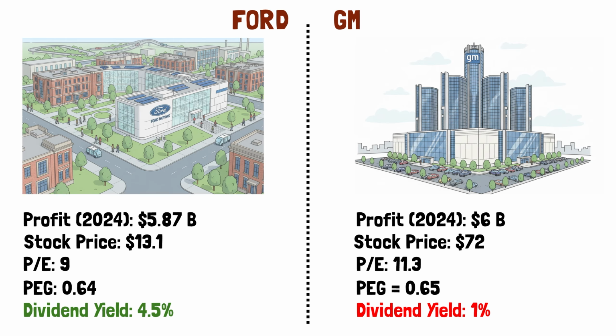But as we just saw with Ford and General Motors, the PEG ratio alone doesn't tell the full story when companies pay dividends. To get the real picture, we need a way to factor dividend yield into the equation. That's where the PEGY ratio comes in. And that's exactly what we are covering in the next video.